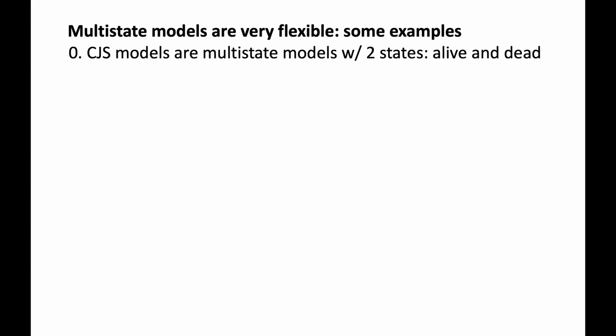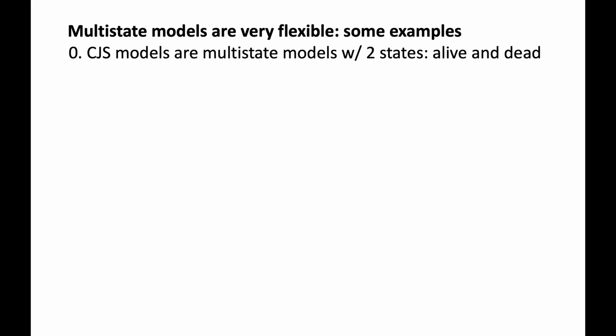Okay, so let's go through a few examples. First, we said multi-state models are a generalization of the Cormack-Jolly-Seber models, but I haven't actually shown you in what sense it's a generalization. I just said we go from alive and dead to alive in site A, alive in site B, and dead. But if this is an actual generalization, you should be able to fit a Cormack-Jolly-Seber model from the code we've just used, and this is what we're going to do here.